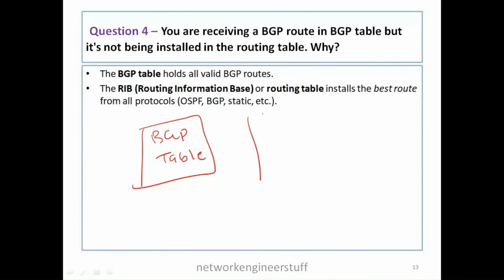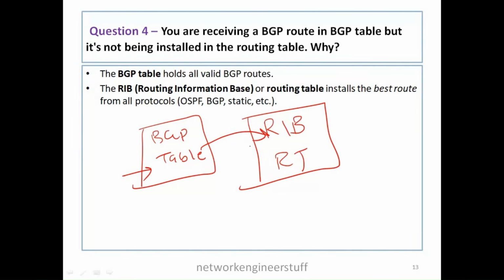And of course, each router has something known as the routing table or the RIB, which will install the best route to reach the destination. So the question here is: the route is present in the BGP table, but it is not getting installed in the RIB. What will be the possible reasons?